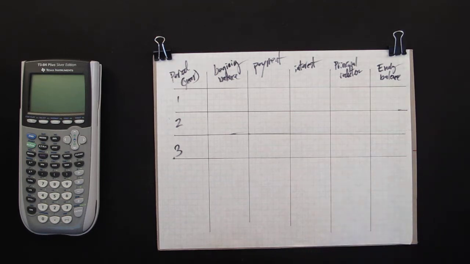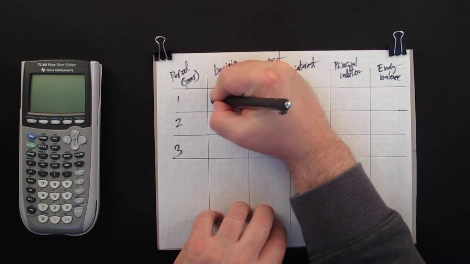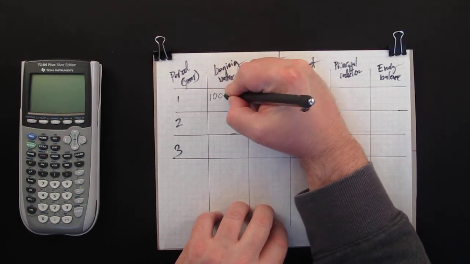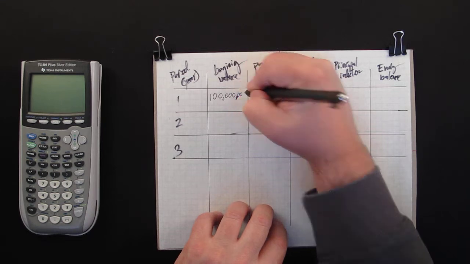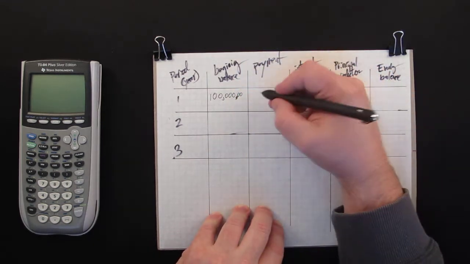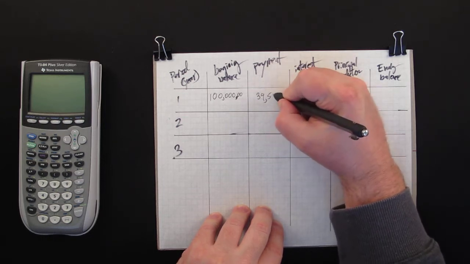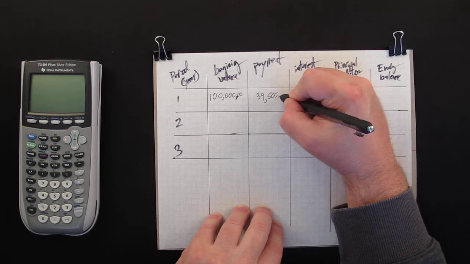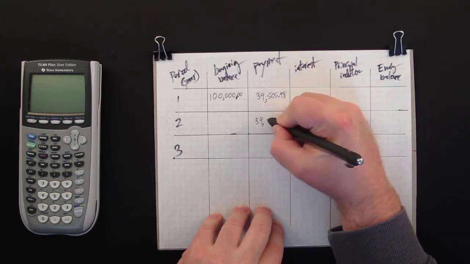I think it's better if I use a regular pen for this. So we have 100,000 as the beginning balance. Our payment was 39,505.48. That's the same for all 3 of these.